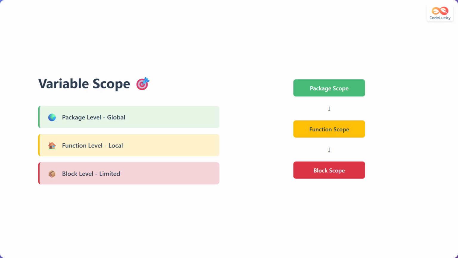Scope can be visualized as a hierarchy. Package scope is the broadest, followed by function scope and then block scope. This means that variables declared at the package level are accessible in functions and blocks, while variables declared at the function level are only accessible within that function, and variables declared at the block level are only accessible within that block.